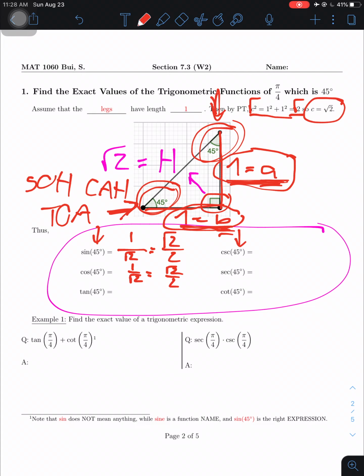And we also have tangent, TOA, equals opposite divided by adjacent. Opposite, we have 1, and adjacent, we also have 1. So 1 divided by 1, we have 1.